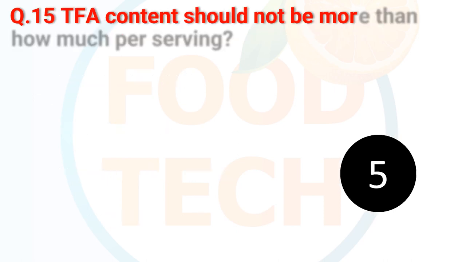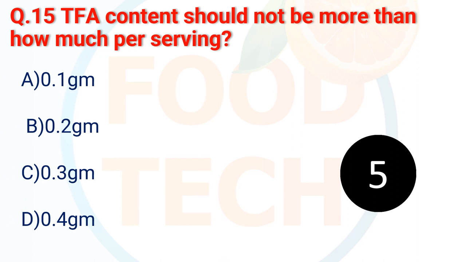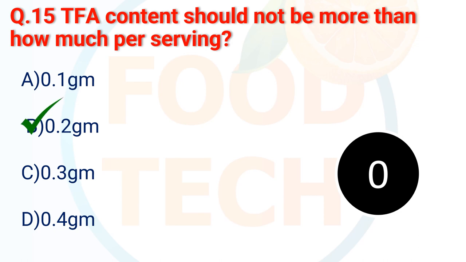Question 15. TFA content should not be more than how many per serving? A. 0.1 gram, B. 0.2 gram, C. 0.3 gram, D. 0.4 gram. The answer is B. 0.2 gram.